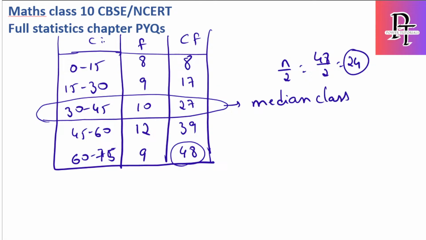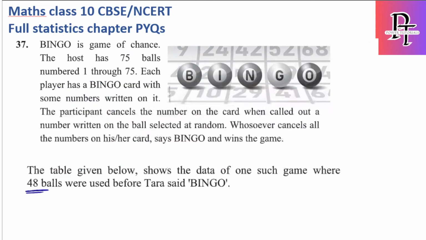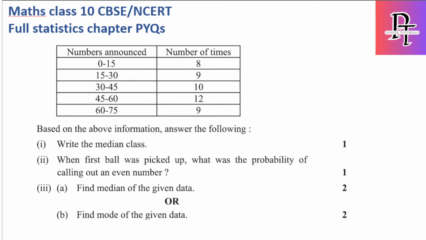Okay, so first write the table in this way: CI, F and CF, and then find the n by 2 value and see whichever frequency has that n by 2 value. Here you can see this class has the n by 2 value, which is 30 to 45. So what is the question they are asking? What is the median class? The answer is the 30 to 45 interval.